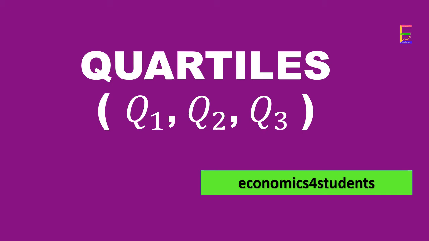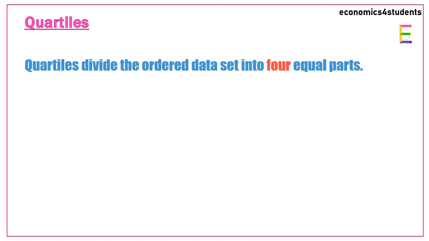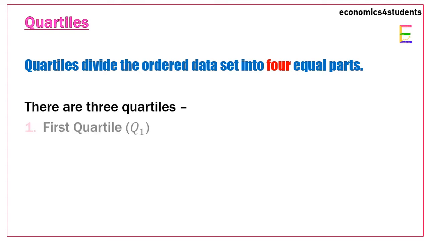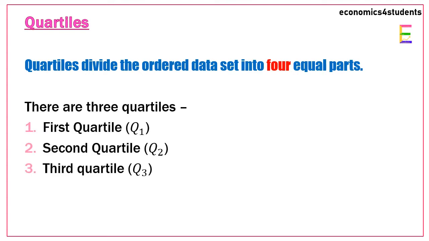In this video, we are going to learn about quartiles. Quartiles divide the ordered data set into 4 equal parts. There are 3 quartiles: first quartile, second quartile, third quartile.